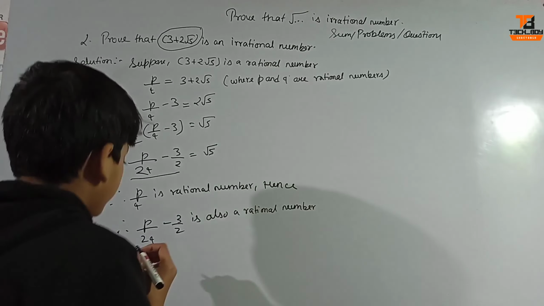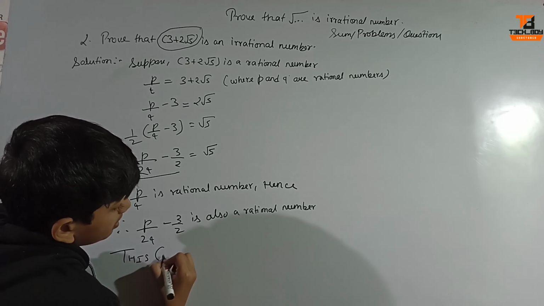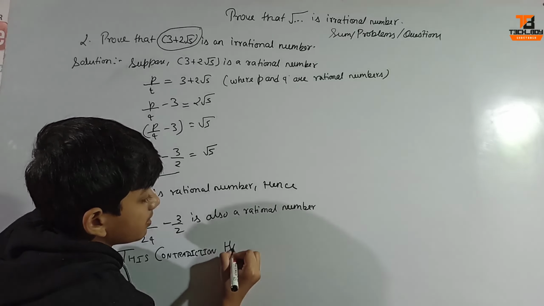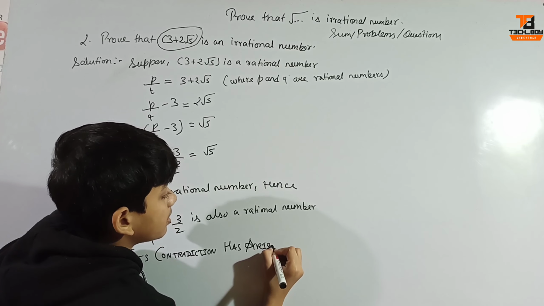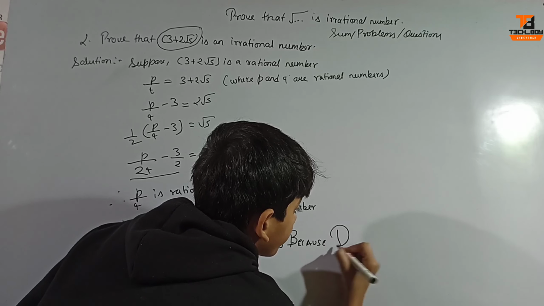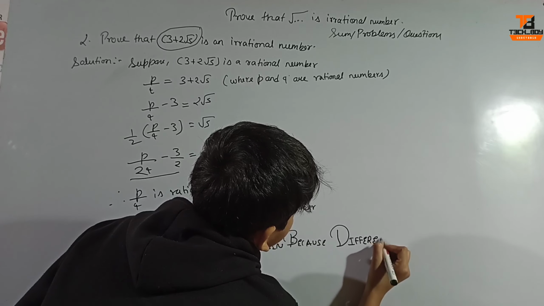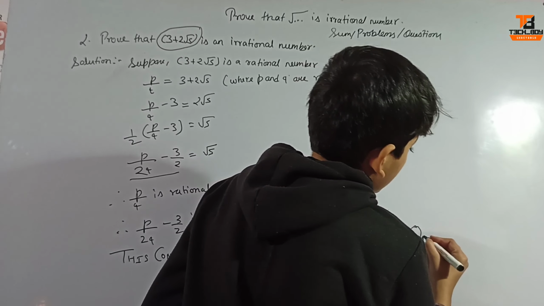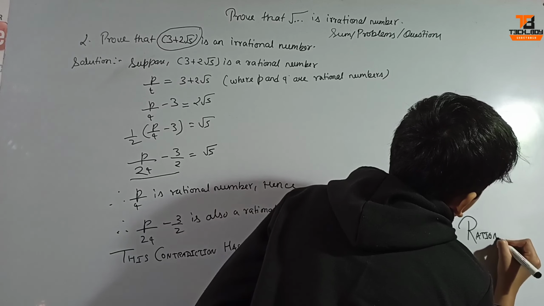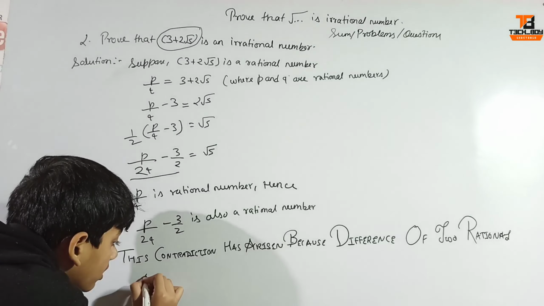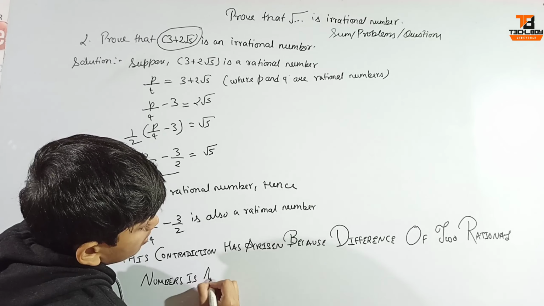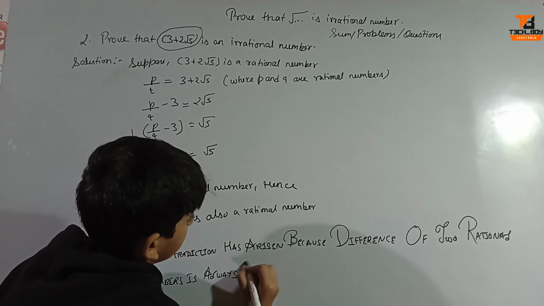Then what will be? We have to write some statements: this contradiction has arisen because the difference of two rational numbers is always rational.